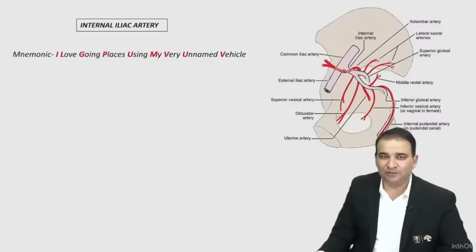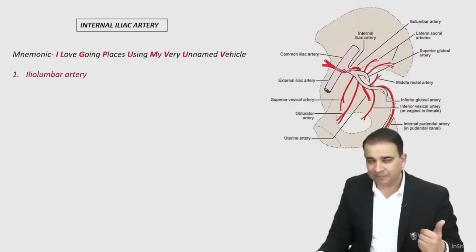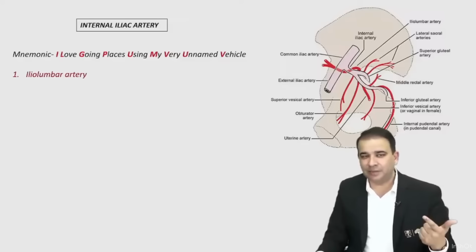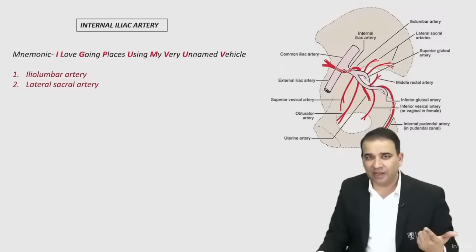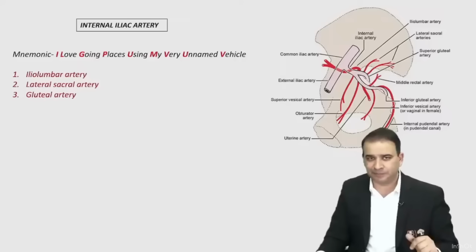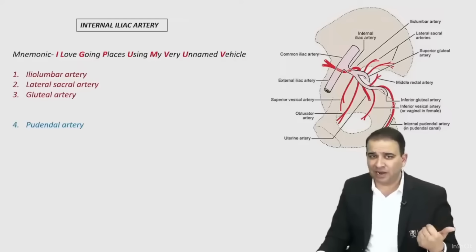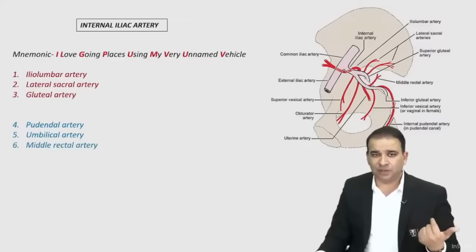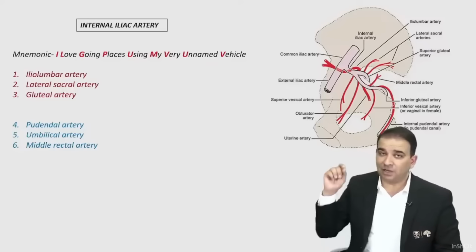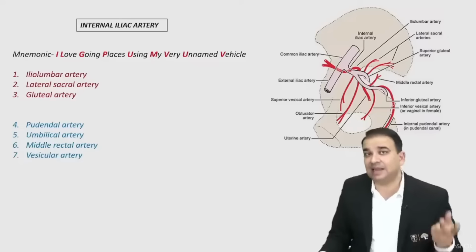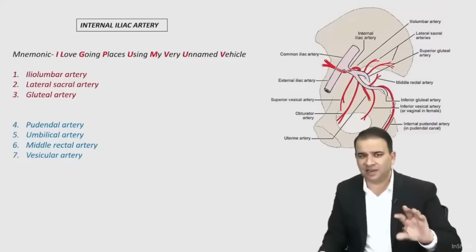When I say I love going places, I is iliolumbar artery. I'll explain how to divide these arteries. L is the lateral sacral artery, and G is gluteal artery. Although there are two, superior and inferior gluteal artery. We'll come to that. P is for the pudendal artery. U is for the umbilical artery, which will give rise to the vesicular artery also. M is for the middle rectal artery. Superior rectal artery is a continuation of inferior mesenteric. This is middle rectal artery. We have a vesicular artery. Again, there are two vesicular arteries, superior vesicular and inferior vesicular. We're just saying vesicular artery here.